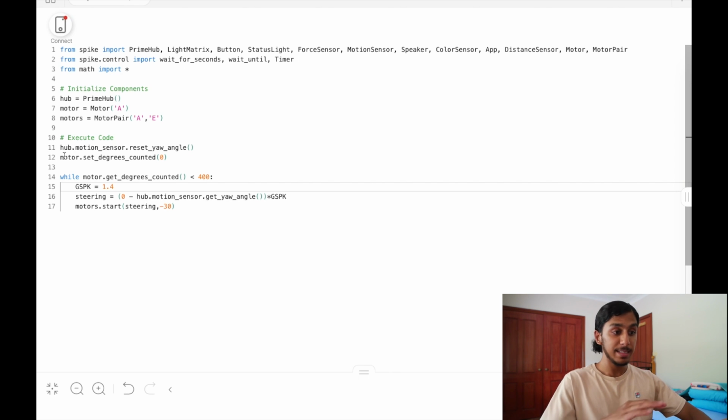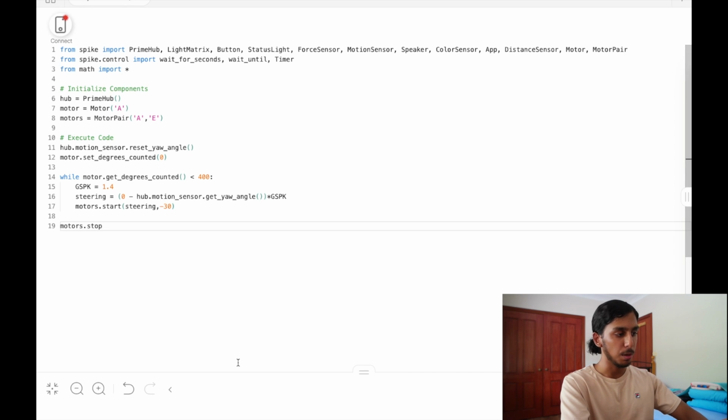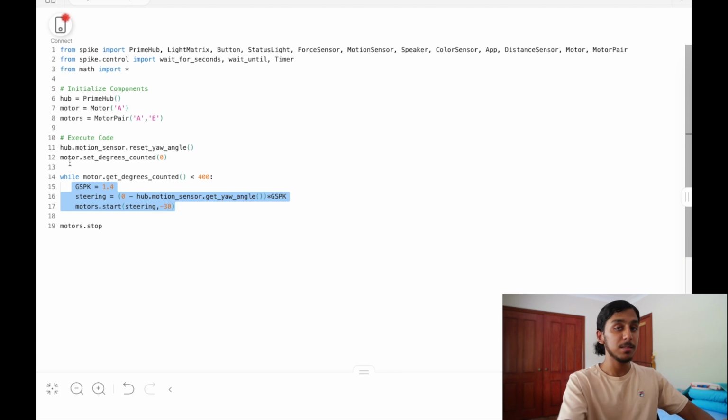So that's this whole program. However, we still need to do one more thing. So we're going to go enter and then backspace. And we're going to drop one more, motors.stop. Perfect. So this is essentially the gyro straight. All we've done, we've initialized our components and we've set them to 0. And then we've got this loop in here. This loop basically runs the gyro straight.